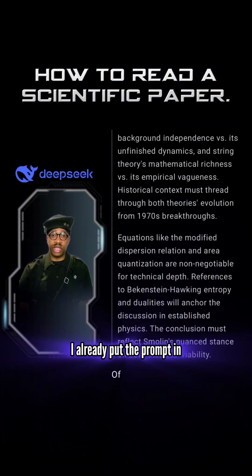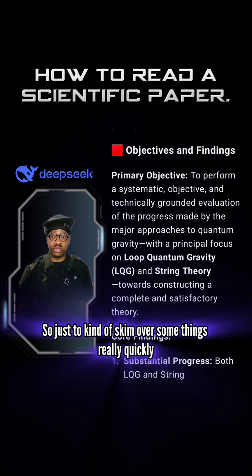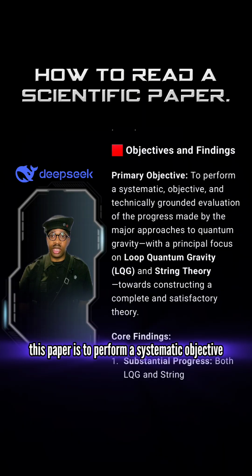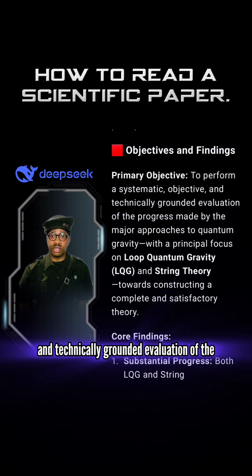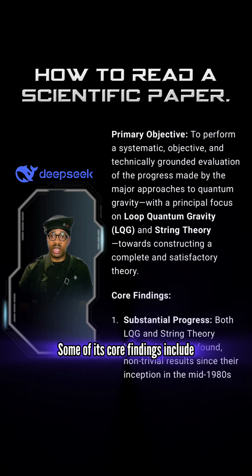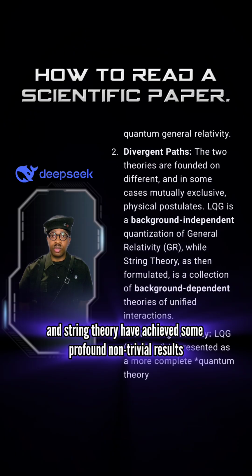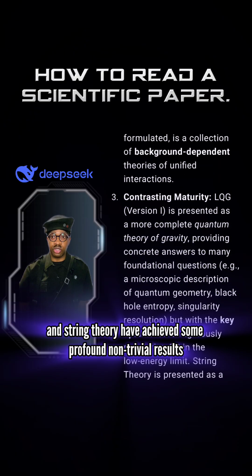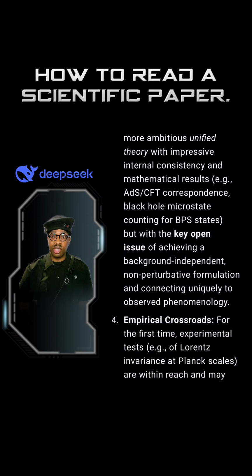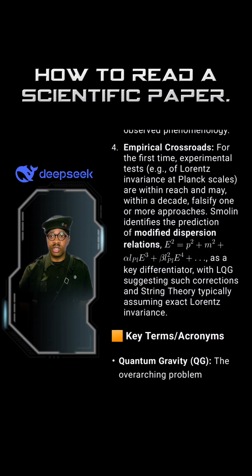Now, I already put the prompt in and I put the paper in DeepSeek. So just to skim over some things really quickly, the primary objective of this paper is to perform a systematic, objective, and technically grounded evaluation of the progress made by quantum gravity. Some of its core findings include the notion that both loop quantum gravity and string theory have achieved some profound non-trivial results. The two theories have very divergent paths that are a collection of background dependent theories and unification interactions.